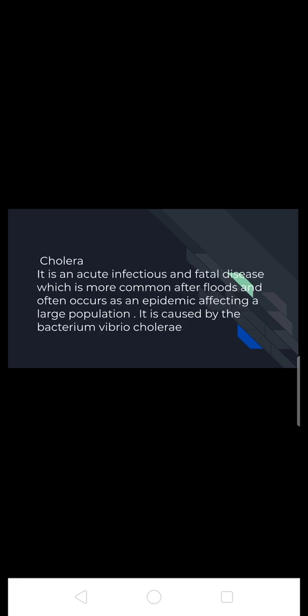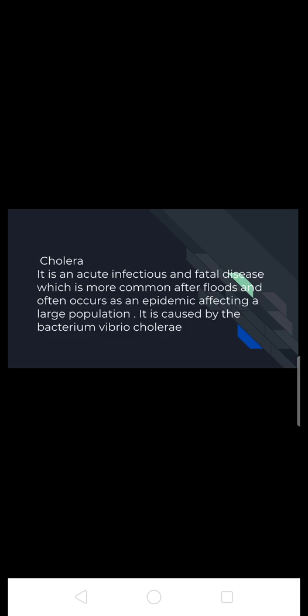Now, let's discuss cholera. So, what is cholera? Cholera is also a type of communicable disease which is an acute infectious and fatal disease. It is more common after floods and often occurs as an epidemic which affects a large number of people. It is caused by the bacterium Vibrio cholerae, and the incubation period for cholera is a few hours to 2-3 days.